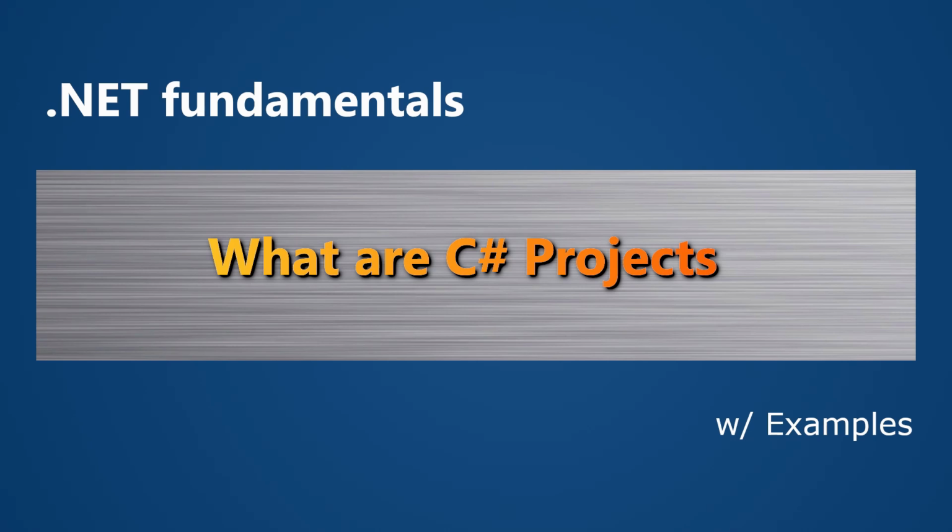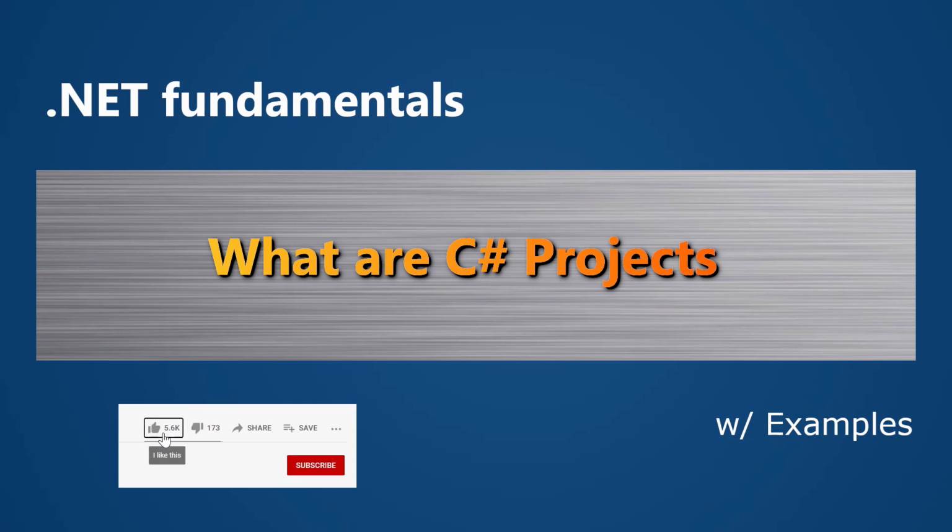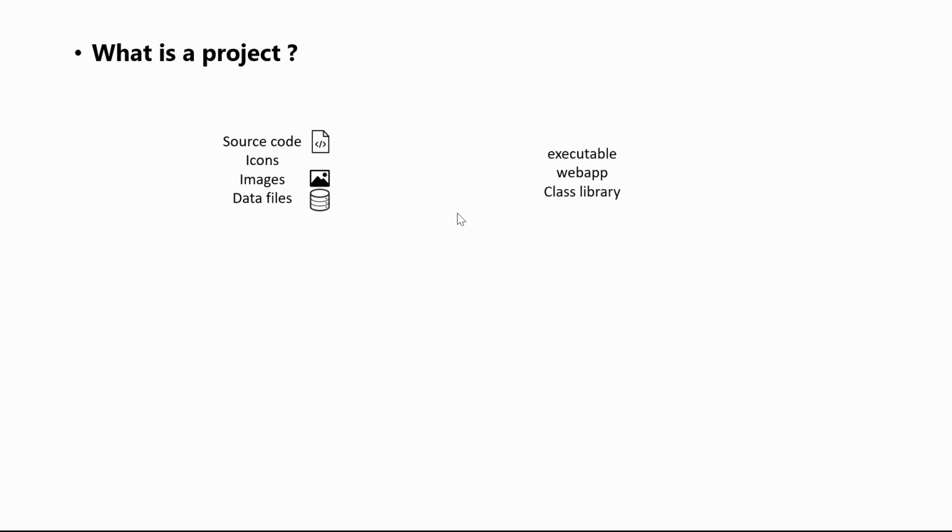Today, we're going to spend time to look into what a C# project is, why we have projects, how do we create them, and how do we read and understand them. So what is a project? It is a group of files. Those files are used to create an executable or a website or, let's say, a class library.